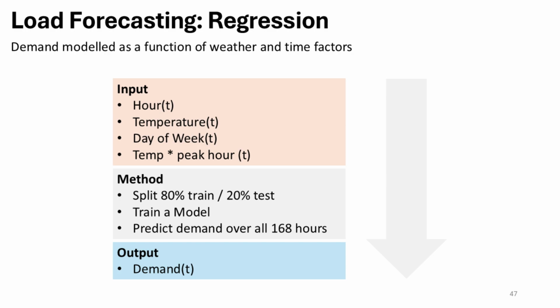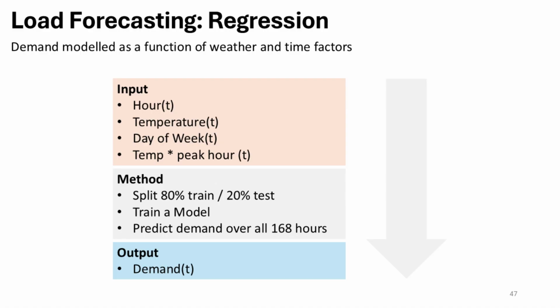Our input features for this specific model include current hour, the time of day; current temperature, the current outdoor temperature; current day of week, the specific day, identifying weekly patterns; and finally, current temp * peak hour, that crucial interaction variable we created to capture how temperature impacts demand differently during high-activity evening hours.